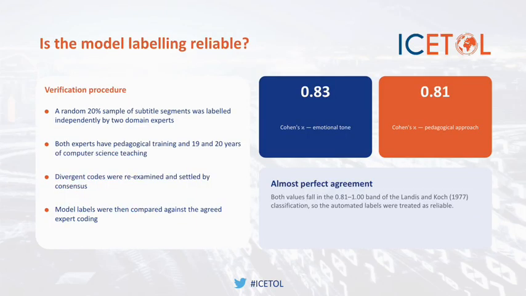Because the labeling is done by a language model, reliability had to be established. 20% of the segments were independently coded by 2 experienced domain experts who reconciled their disagreements first. Agreement between the model and that consensus coding was 0.83 for emotional tone and 0.81 for pedagogical approach. Both sit in the almost perfect band.